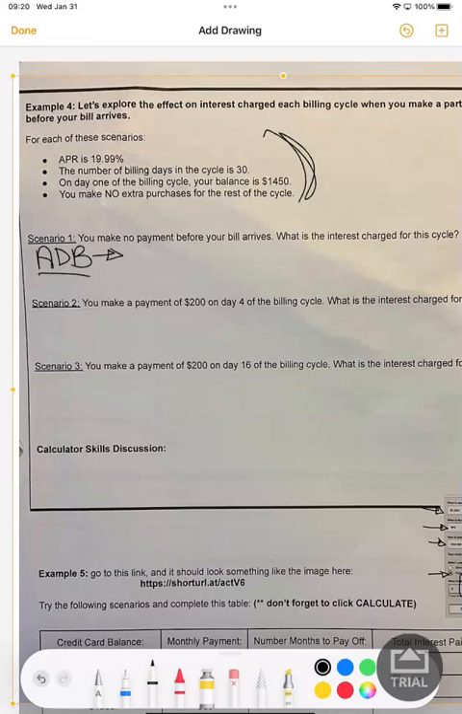Okay, so in this one, I had 1450 for all 30 days. So this is my shorthand way of adding 1450 30 times. And then I divide by 30, because I had 30 of them. And shockingly, I have that. So my average daily balance on this one was 1450.